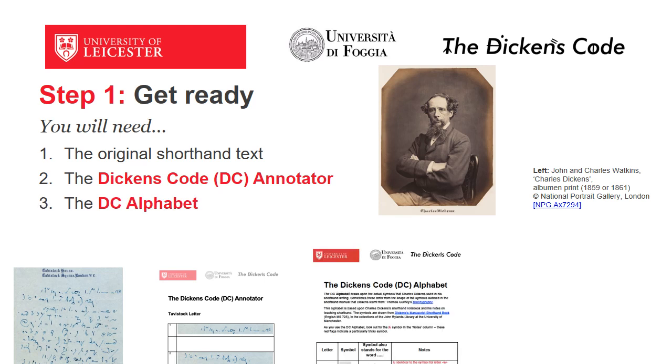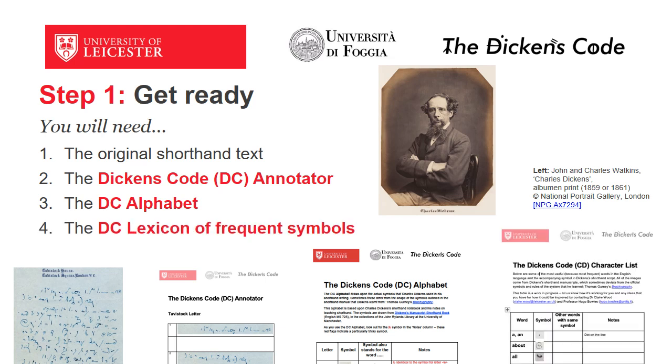Then you should download the DC alphabet. This is a list of all the symbols that Dickens used to write the letters of the alphabet and our notes on these symbols. Finally, you need the DC lexicon of frequent symbols. This is a list of the symbols that Dickens used most often and the words that they stand for. If you use the alphabet and the lexicon carefully and follow the instructions in this video, you should in theory be able to transcribe any piece of Dickens's shorthand. All these files are available in the resources section of our website.